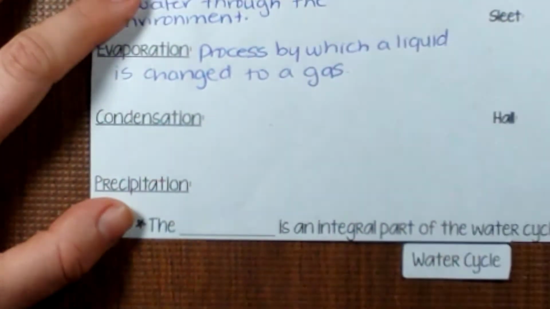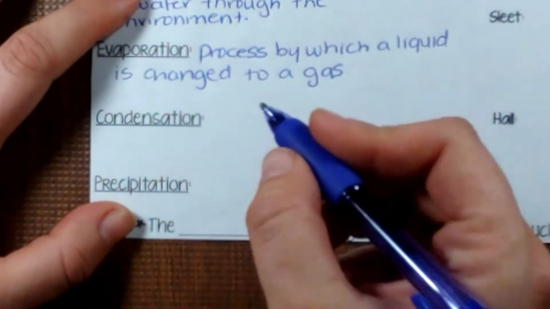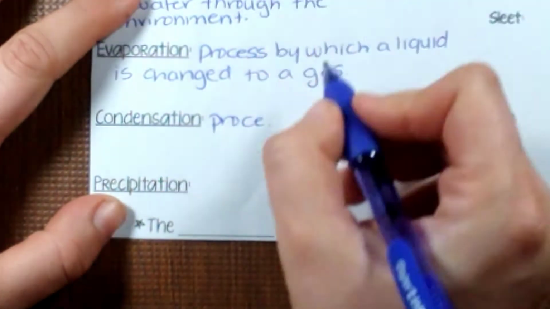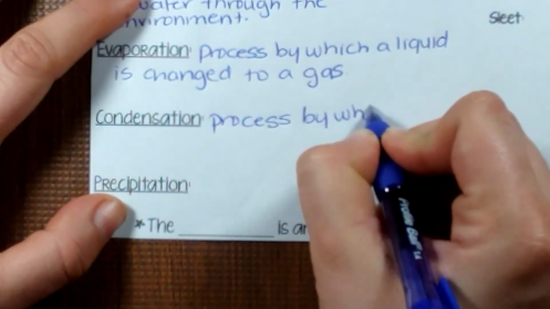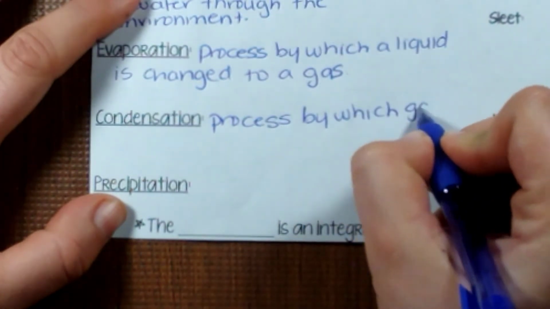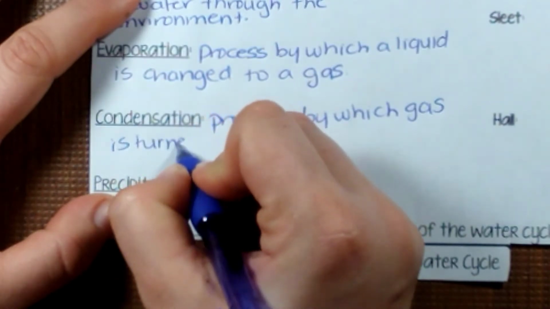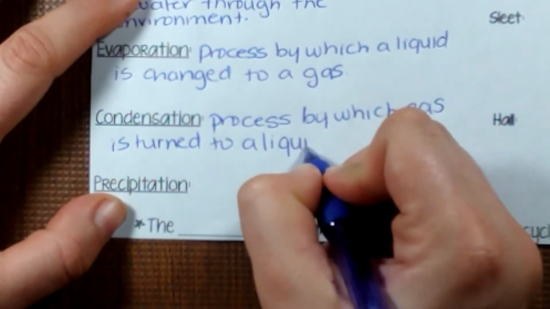Now, then condensation happens. It's when the gas is changed back to a liquid to form clouds. And you can see this in the picture above. The process by which gas is turned to a liquid, and that is how clouds are created.